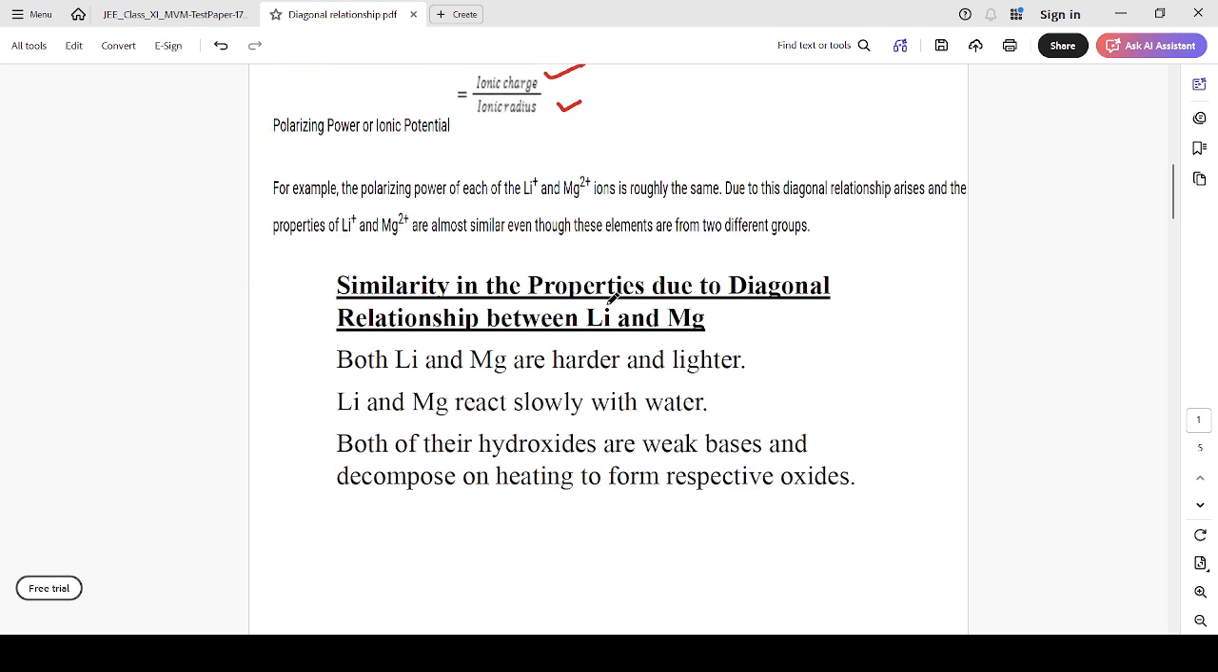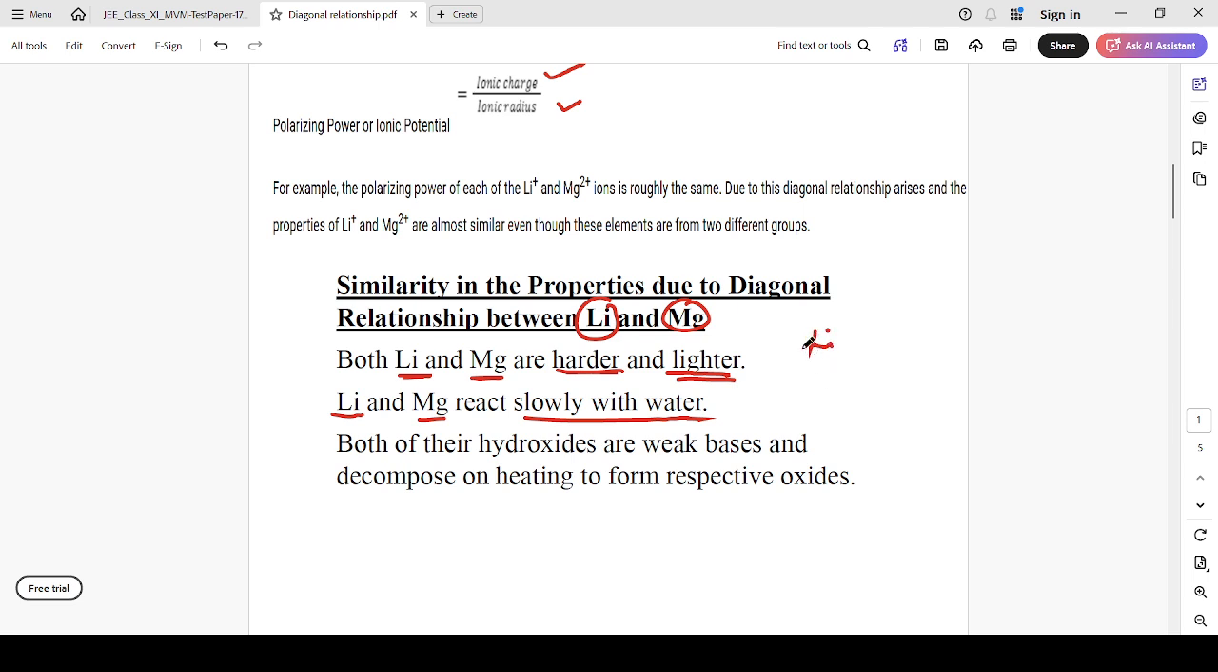Let us discuss the properties shown between lithium and magnesium. Both lithium and magnesium are harder and lighter. If you put lithium on water, you can see it floats and starts bursting, crackling on the water. Magnesium does the same. They are harder as well as lighter here. Lithium and magnesium react slowly with water.